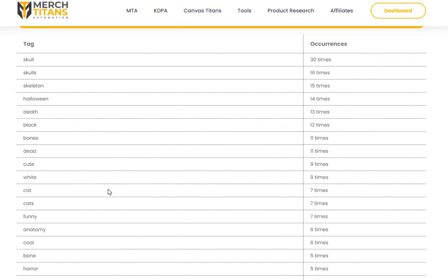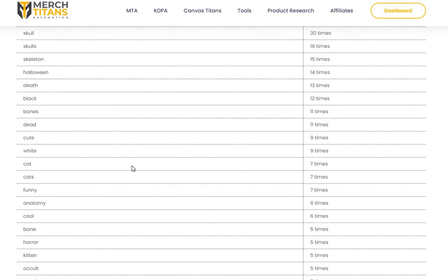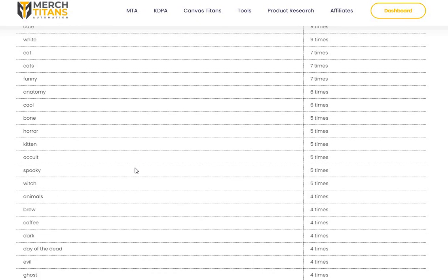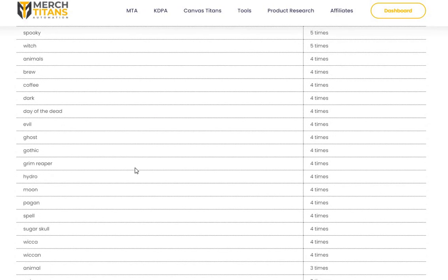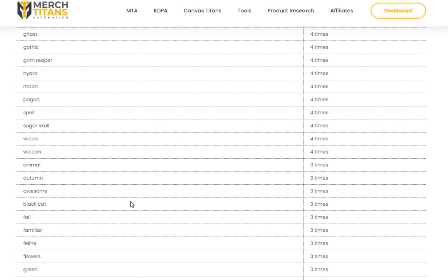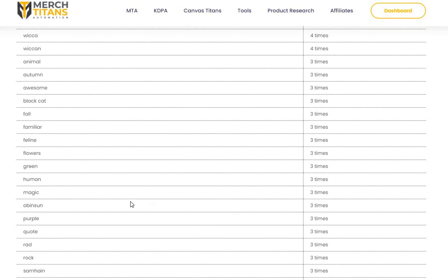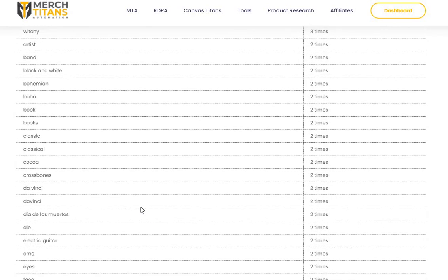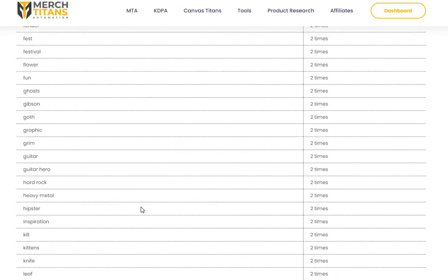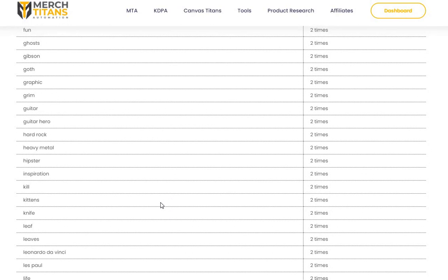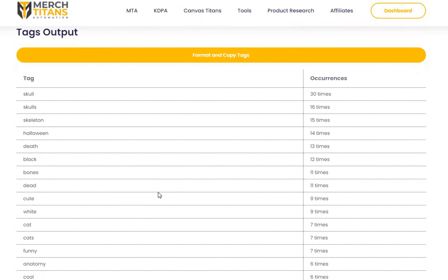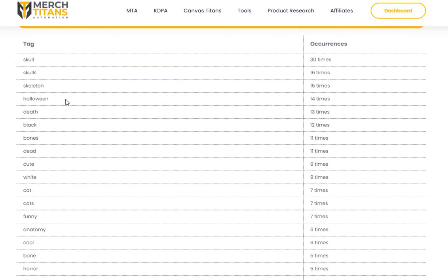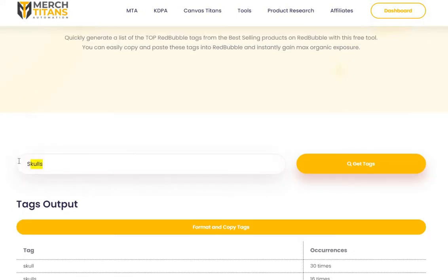Okay, I'll do the same thing for all you guys. Oh, cats comes up when you see, this is interesting to me. Let's go through pagan. So this is actually good. This is a little different than what I would have thought, but it's good to know. So that's good. Skeletons, tattoo, witches. Again, I'm just going through this quickly so you guys can pause and look. These are all different search terms, and then let's go up and just look at some of the top ones. Skull, skulls, skeleton, Halloween, death, black bones, dead, cute, white, and so on. That's an interesting one. Okay.